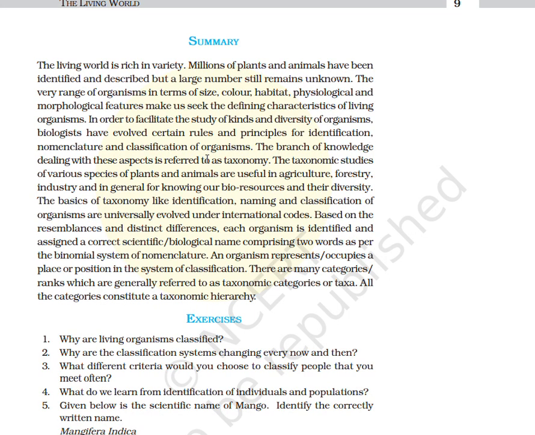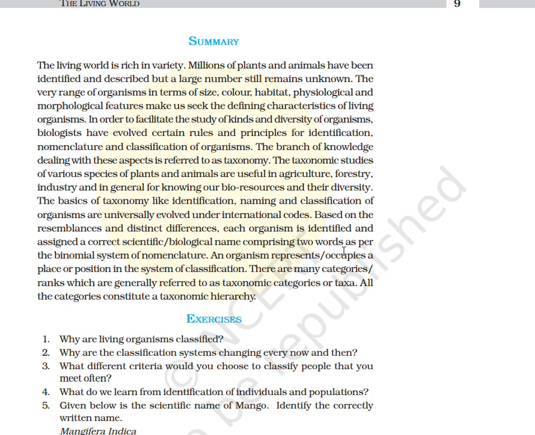The branch of knowledge dealing with these aspects is referred to as taxonomy. The taxonomic studies of various plant species and animal species are useful in agriculture, forestry, industry, and in general for knowing our bioresources and the diversity. The basis of taxonomy, like identification, naming, and classification of organisms, are universally evolved in the international codes. Based on the resemblance and distinct differences, each organism is identified and assigned a correct scientific biological name comprising two words as per the binomial system of nomenclature.